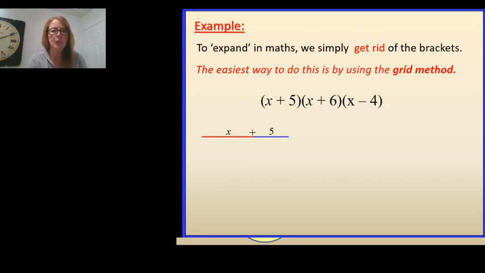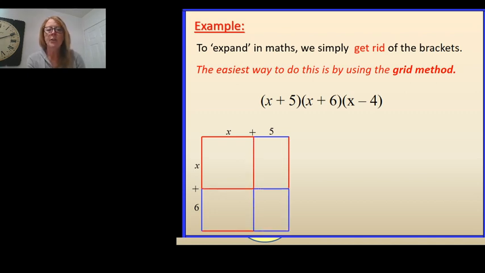Okay, first thing I want you to do is to put the first 2 terms of brackets into a grid. So we've got x plus 5 on the top and x plus 6 down the side. It is the easiest way to do it, grid method. If you are used to doing it foil method and you get the right answer, stick with that. But I find it easy to use the grid.